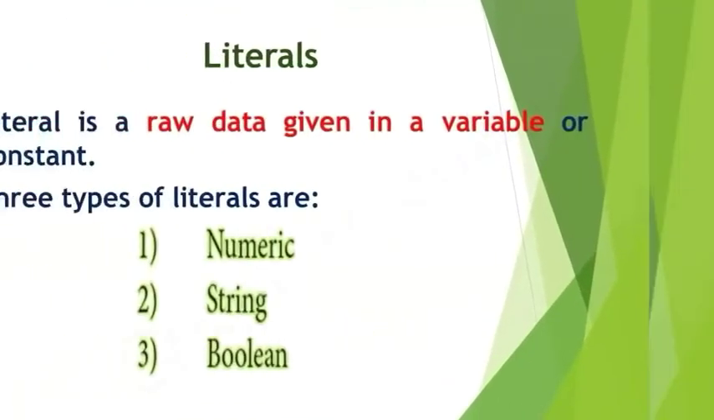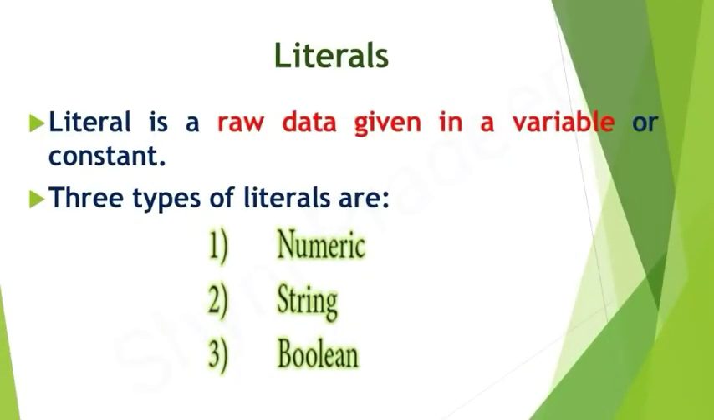Okay. So next token is literals. What do you mean by literals? Literals are nothing but raw data. Literals are raw data given in a variable or constant. So literal is defined as raw data that is given in a variable or constant. So there are three types of literals. What are they? Numeric literal, string literal and boolean literal. Let us discuss about these literals one by one.